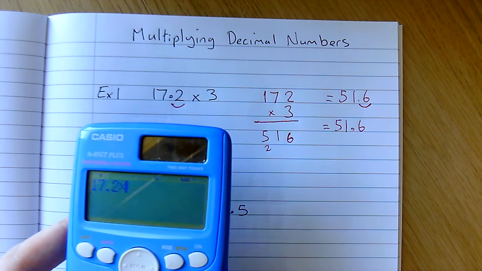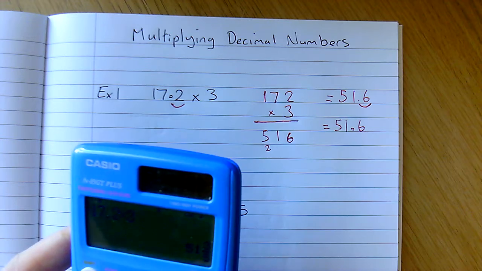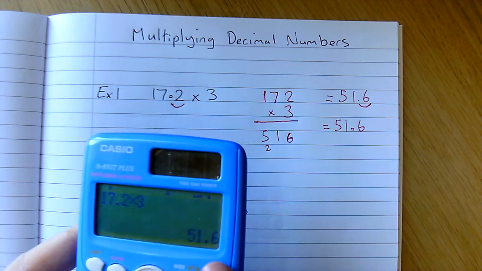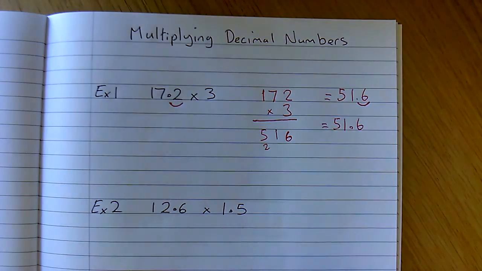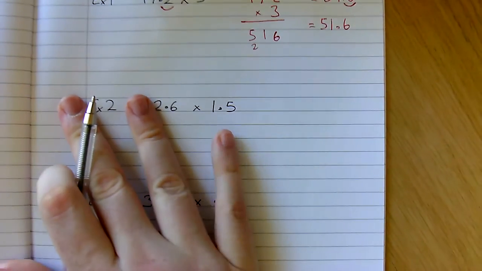And just to prove that I'm not a complete lunatic, take the calculator out. 17.2 times 3, 51 and 3 are 5, don't forget S to D, 51.6. The trick works. Let's see a couple of other examples of it in action.